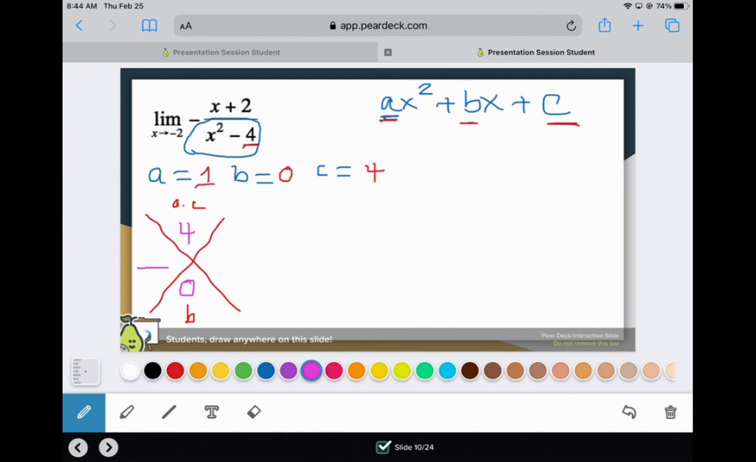So what you need to do is look for two numbers. If you multiply, it will give you this value. But if you add, it gives you this value right here. So what are the two numbers? If I multiply, they would give me 4, but if I add, they would give me 0. So I can list those out. These are my options. 4 times 1.